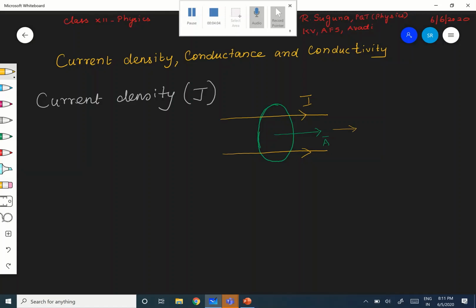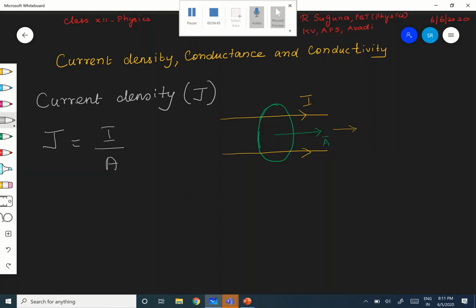Now I have to give the current density. Therefore current density J is nothing but the amount of current flowing per unit area, correct? Therefore current divided by unit area. So this is the expression for current density, provided the area is held normal to the current.